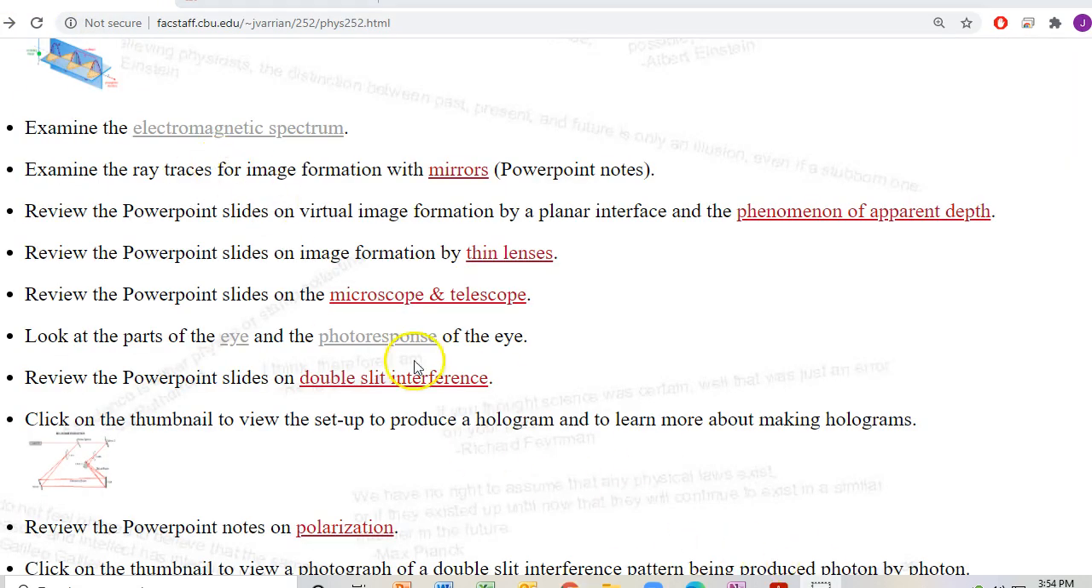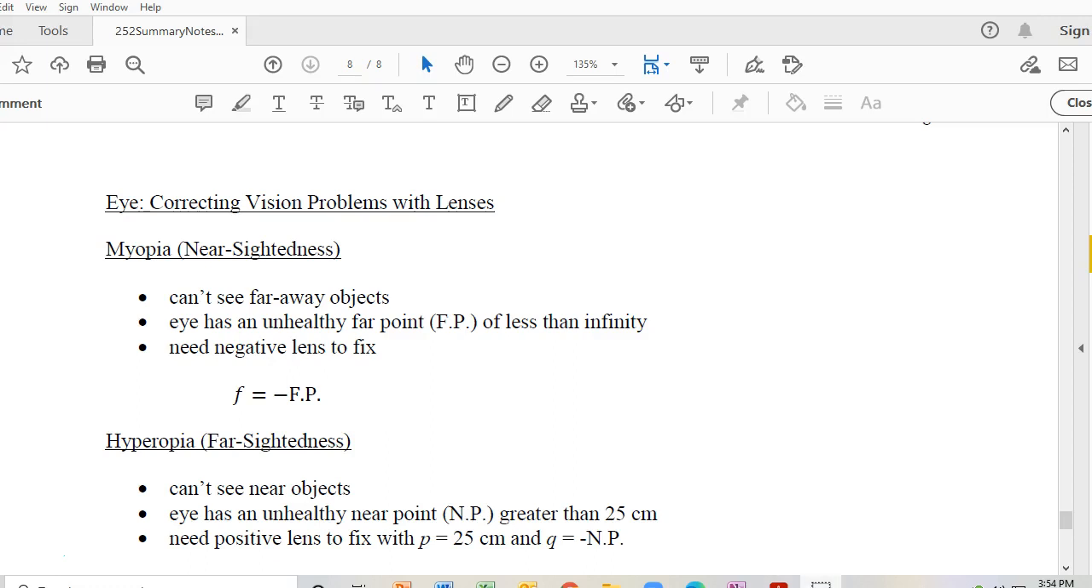Okay, so what I'd like to do next is go to the summary notes so we can look at some vision problems and how to correct those. And the first problem I want to talk about is myopia, which means you cannot see things well far away. So that's sometimes called nearsightedness. I find that really confusing, but you can't see things well far away. They're blurry. So if you're wearing glasses to drive or see the board, right, like I do, you have myopia.